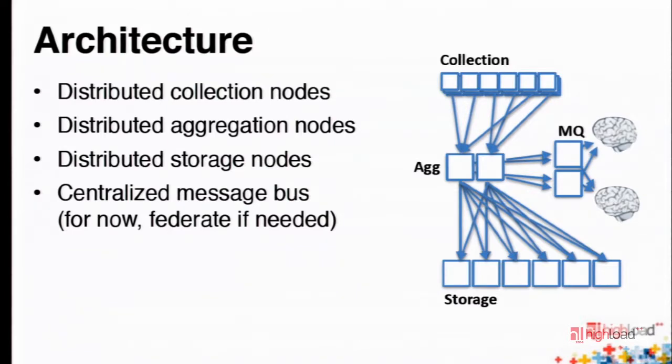Well, when you want to collect 1 trillion things, you don't use one machine. And when you want to store 1 trillion things, or 1,000,000 trillion things, you don't use one machine. So our architecture is actually very straightforward. We have collection nodes at the top.